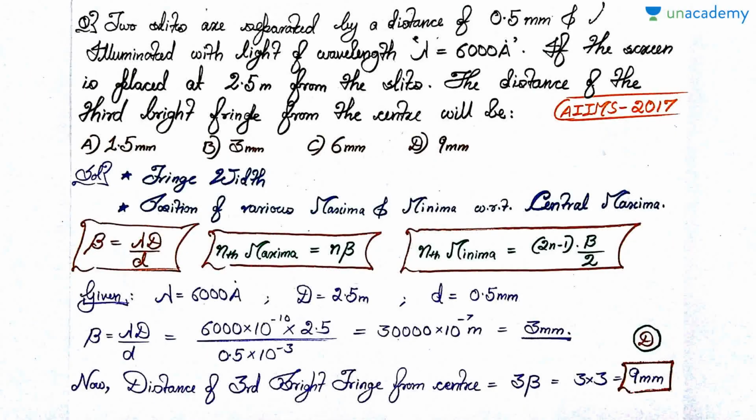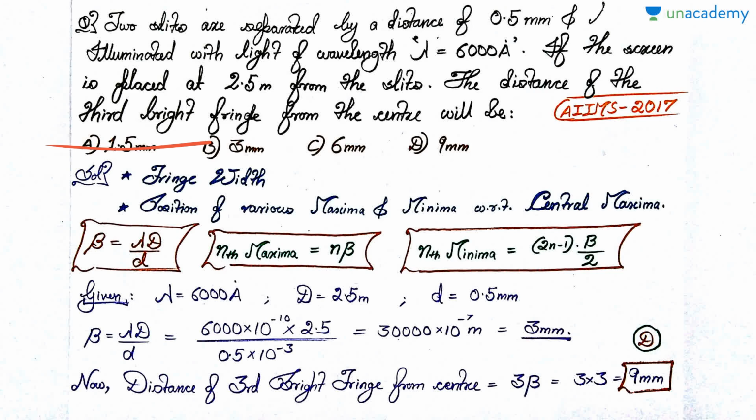Okay, so let's start off with a very recently asked question that is from AIIMS 2017. Now, two slits are separated by a distance of 0.5 millimeter and illuminated with wavelength lambda equal to 6000 angstrom. If the screen is placed at 2.5 meters from the slits, the distance of the third bright fringe from the center will be. We are interested in the third bright fringe from the center. So as usual, pause the video, attempt the question, and then we'll discuss the solution.